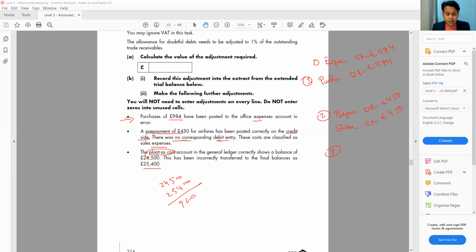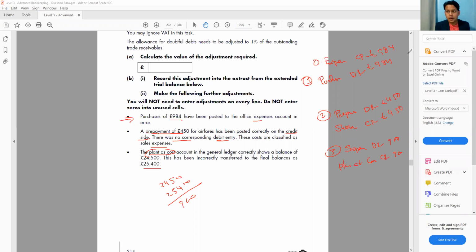So normally plant at cost is a debit. If I want to reduce it, I make it credit. So I would say suspense, that will be debit. Suspense debit 900, because when the differences come, suspense is created automatically. If my debit side and the credit side don't match on the trial balance, suspense is created automatically. So suspense is debit, and plant at cost credit 900.